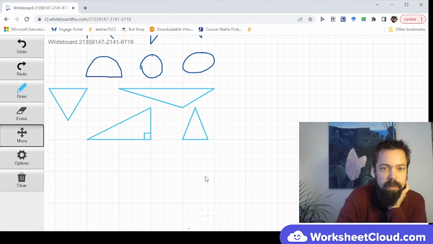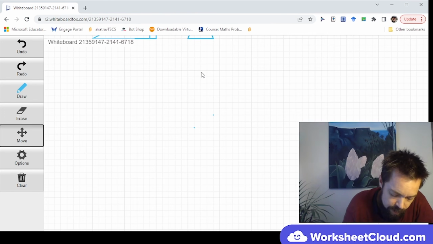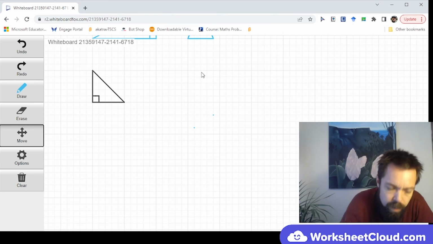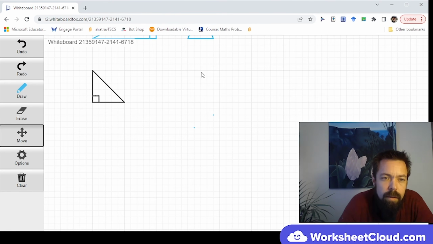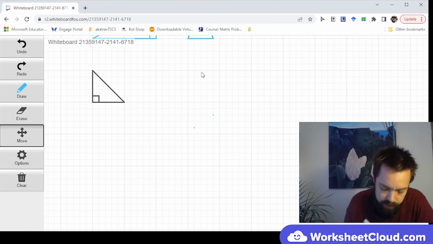We're going to move a little bit further down the page, and this time we're looking for their advanced names. So perhaps you will be able to name this one. That would be a right-angled isosceles triangle. And we know it's right angled because we can see the right angle, and we know it's an isosceles triangle because two of the sides are the same. So it's a right angled isosceles.